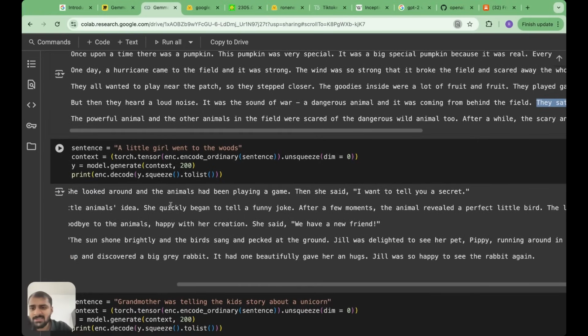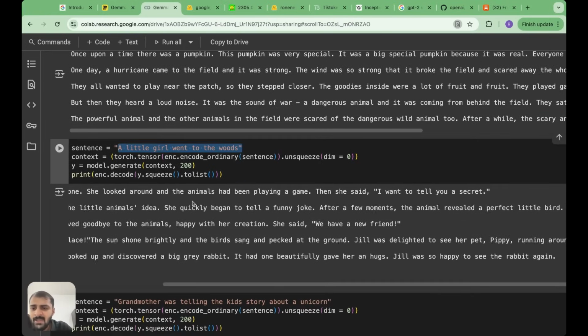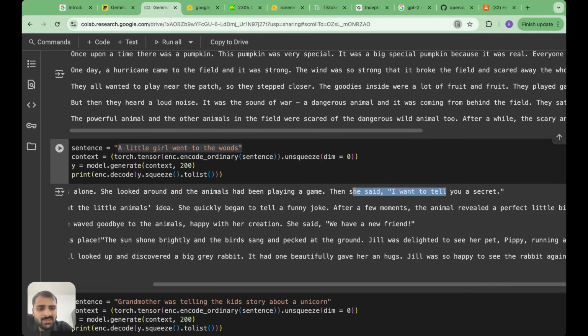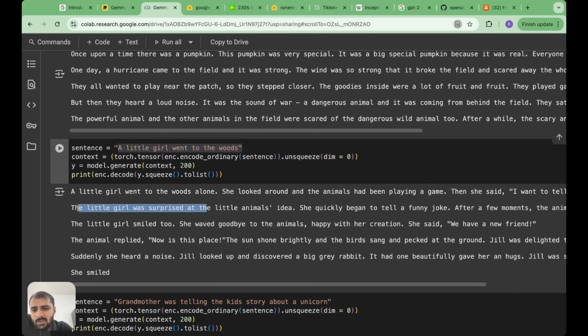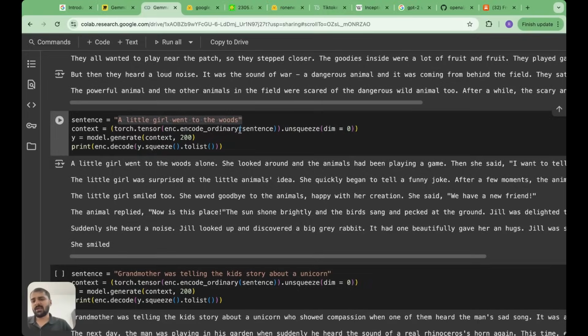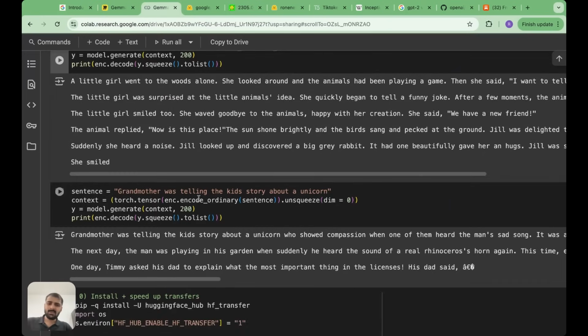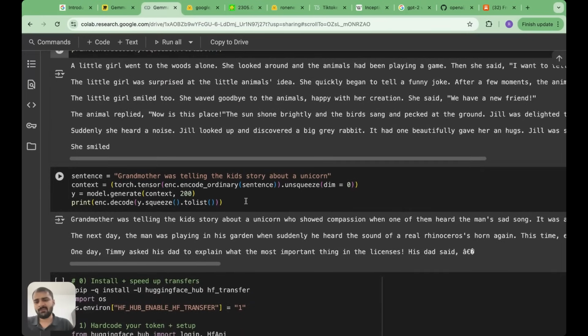Again, if you give the sentence "a little girl went to the woods," the completion is "the little girl went to the woods alone. She looked around and the animals had been playing a game. Then she said, I want to tell you a secret. The little girl was surprised." Now, none of these would be in the actual data. This is what we have generated through our model, which we have trained from scratch. There is a lot of satisfaction in training an entire model right from the ground up. And I hope this tutorial gave you that satisfaction yourself.